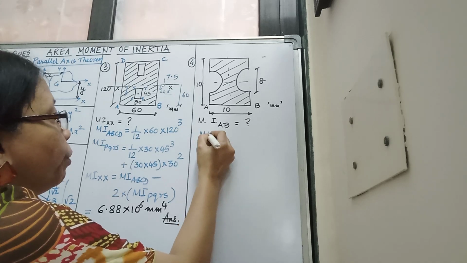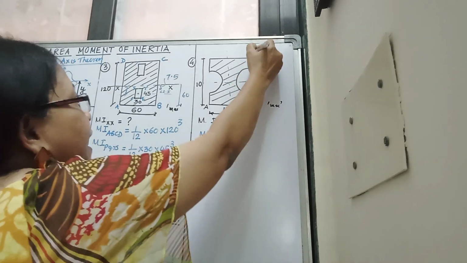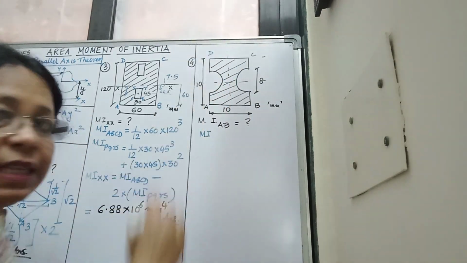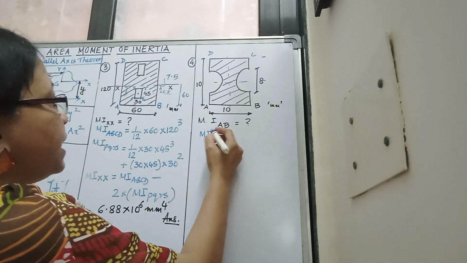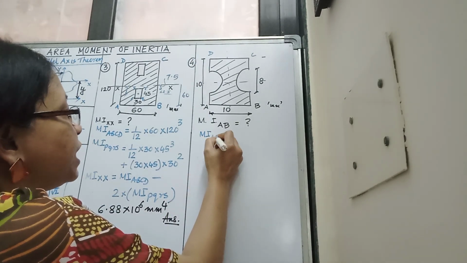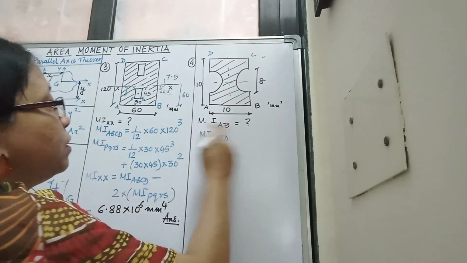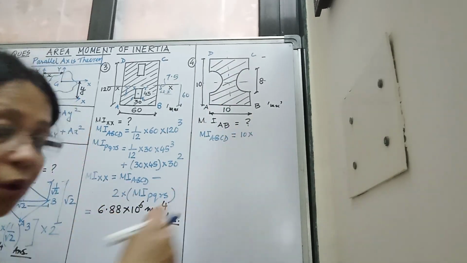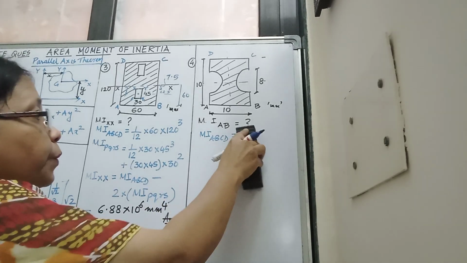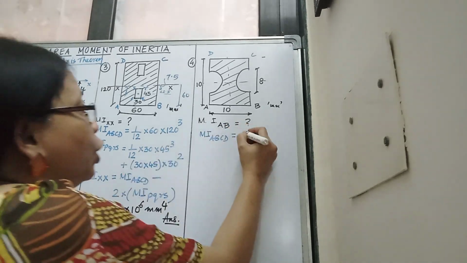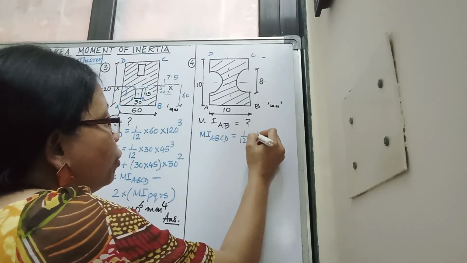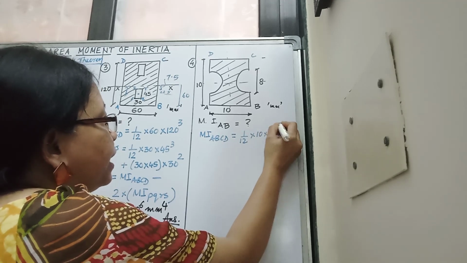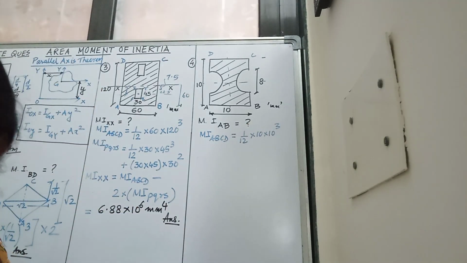Now let us name it ABCD, right? So the moment of inertia of ABCD, the bigger rectangle, is how much? Sorry, the moment of inertia will be 1/12 into 10 into 10 cube. Is it okay?